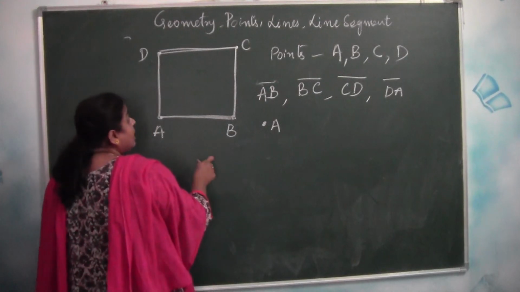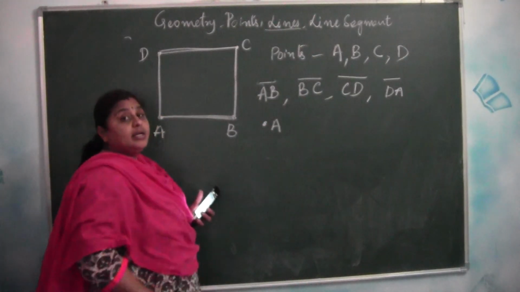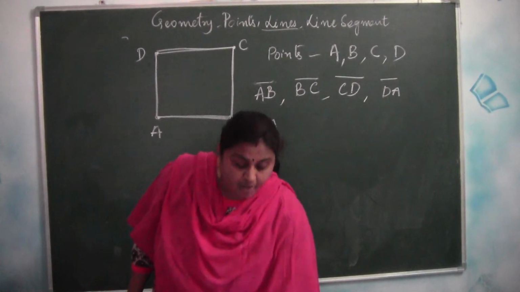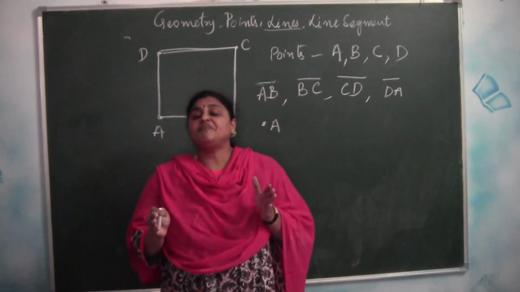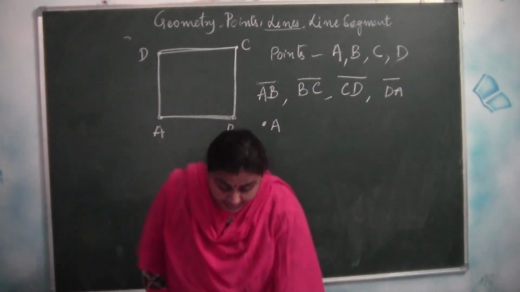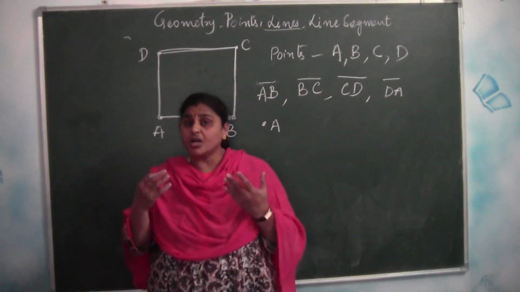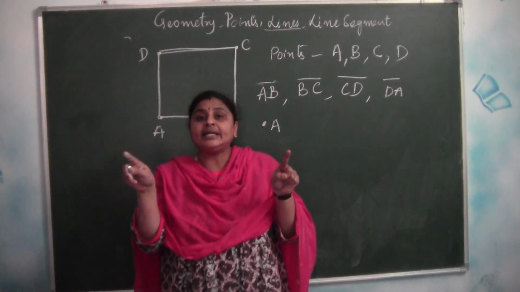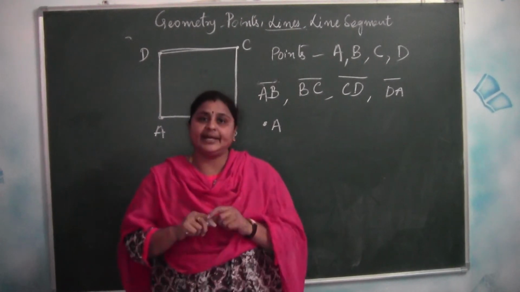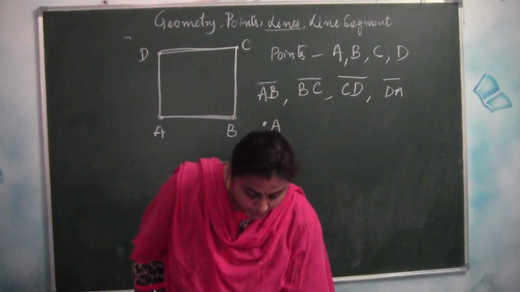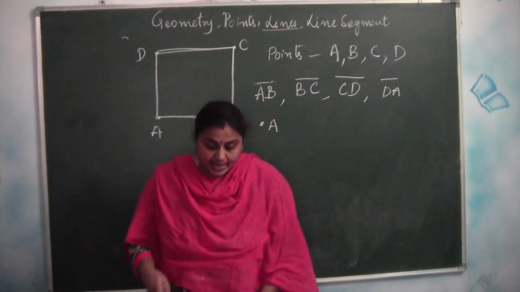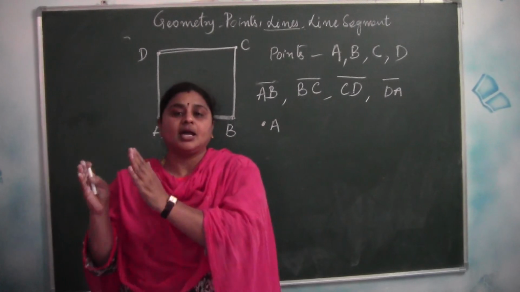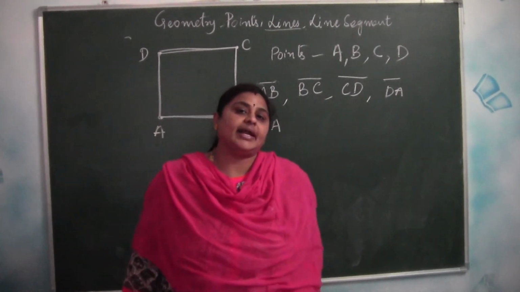Next, line. What do you mean by a line? A line is a geometrical figure formed by joining a set of points. And a line has no starting or ending point. The length of the line can be extended on both the sides. That's why a line has no definite length. Got it? And coming to line segment. Segment is nothing but a part. A part of a line is called a line segment.